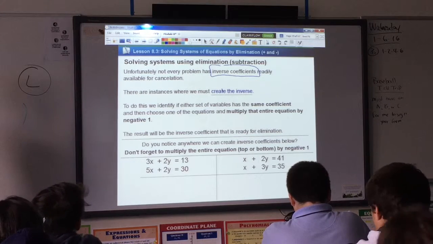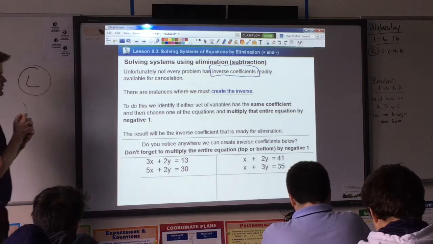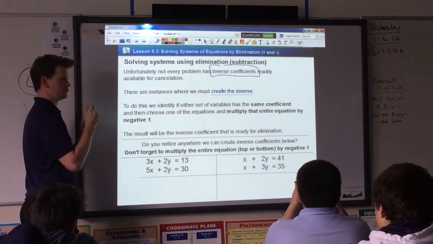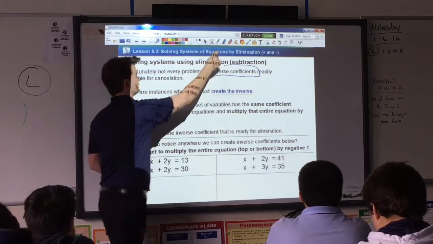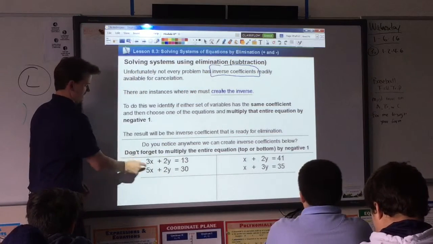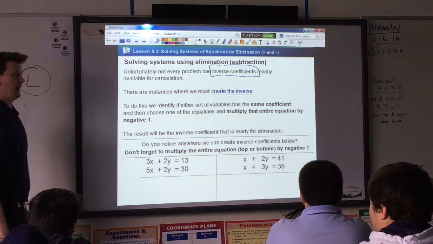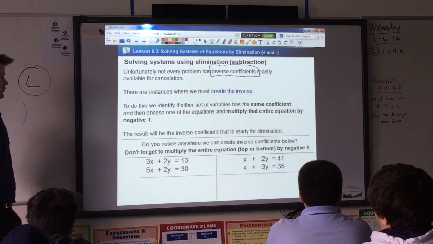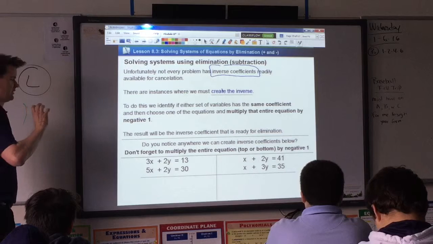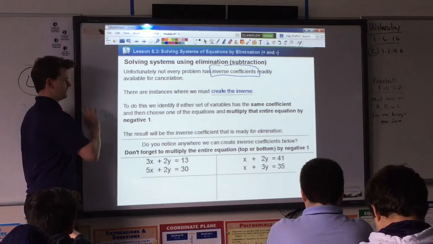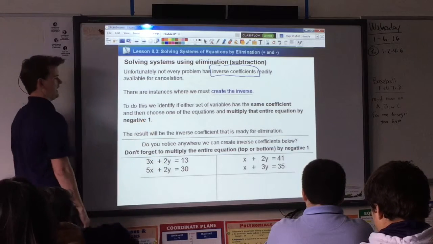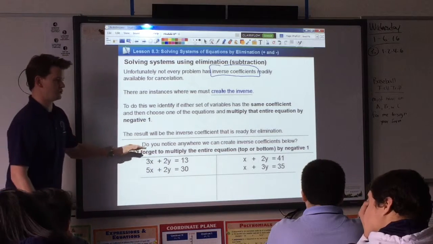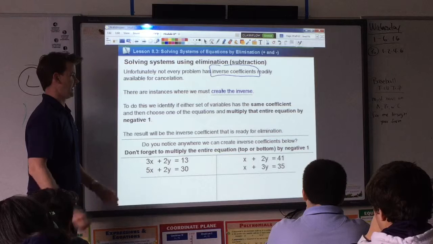If we look at a system of equations and we don't see inverse coefficients, like this one down here, we have 3x and 5x, not even the same number. We look at the y's. Well, I have a positive 2 and a positive 2. They're the same number, but they're not inverse. When I'm presented with this type of problem, I identify the variables that have the same coefficient, like these ones right here, and then I choose one of these equations, the top or the bottom, and I will multiply.